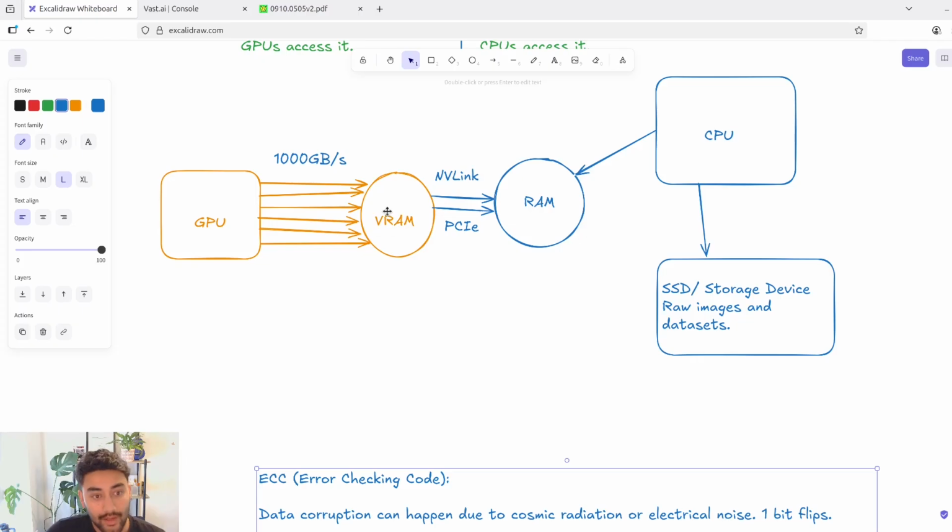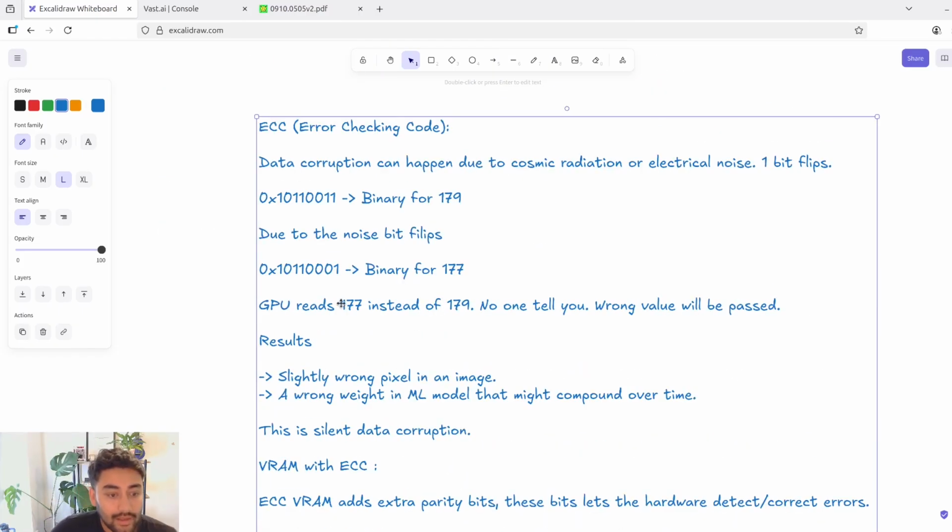So this is where the flip happened. The GPU has no idea, right? It does not know that the flip happened. It'll just pull the data and do its thing. So the GPU reads 177 instead of 179. No one tells you. The wrong value will be processed.